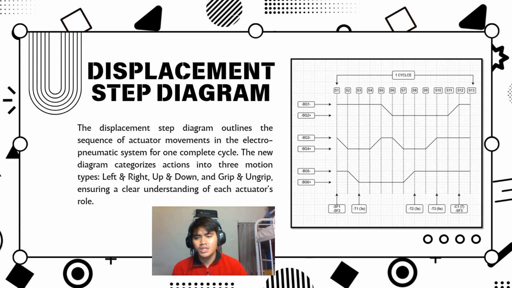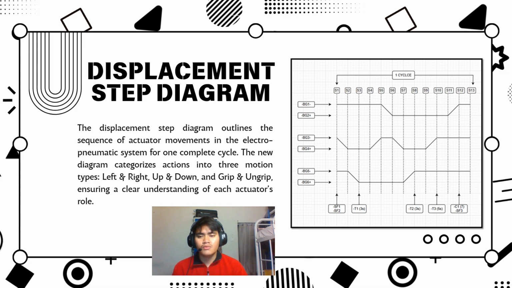Step-by-step sequence. Initial position S1. The system starts in the initial position with BG1, BG2, BG3, BG4, BG5, and BG6 in their natural state. After we push SF1 and SF2, the arm will move downward, S2 to S3. BG4 extends, the arm moves downward. Down sensor active, confirming the arm position before processing. Next, grip the load S4. BG6 extends, the gripper closes to grip the load, and T1 3 seconds allows time for a secure grip.